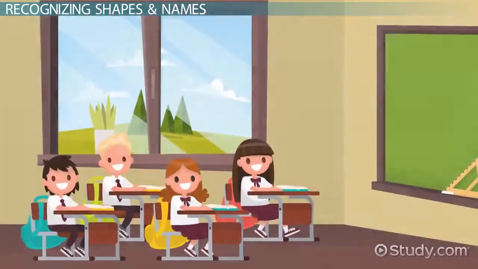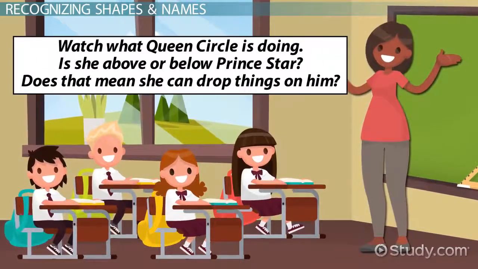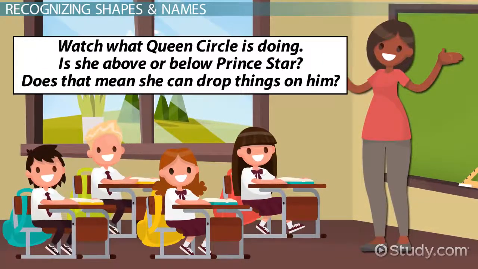At key moments in the story, you can ask for clarification from the audience. Watch what Queen Circle is doing. Is she above or below Prince Star? Does that mean she can drop things on him?